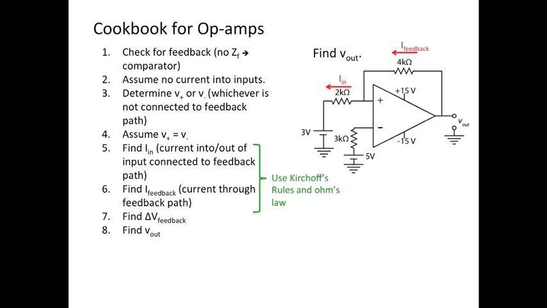We said there's a basic cookbook. How do you go about doing this? You're going to check for feedback. If there's feedback, you're going to assume there's no current into the inputs. You're going to determine V plus or V minus, whichever is not connected to the feedback path. You're going to assume V plus equals V minus, find the current in. Then you can use Kirchhoff's junction rule and say, if there's no current into the non-inverting input, we have current going to the left, then we must have current coming from the feedback path. And we can find what that current is, and then we can find the change in voltage across the feedback resistor, and then we can find V out. So that's the basic plan. So let's apply that to a few circuits.